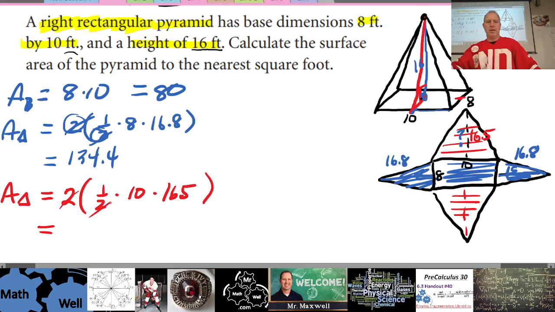So that's 2 times 1/2, which is just 1. 10 times 16.5, I don't even need my calculator for that. That's 165. Right? It's even. Okay.